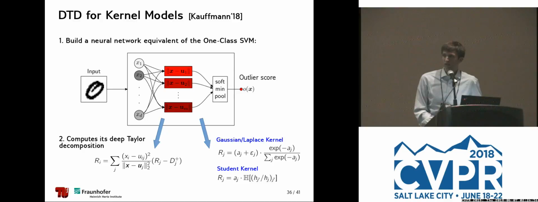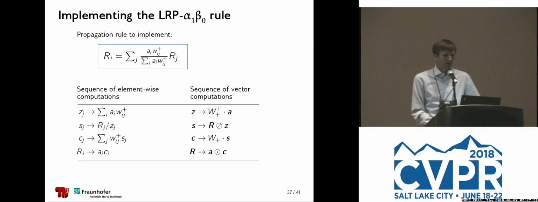Basically, you have first a mapping to the distances and then a soft mean pooling, which is kernel dependent. And these are the propagation rules that you get. And if you do that, then you get your decomposition of outlierness on the input variables. So this is recent work that is on arXiv since last month. Now there is one last aspect that I will touch on, which is how to implement this propagation rule efficiently.